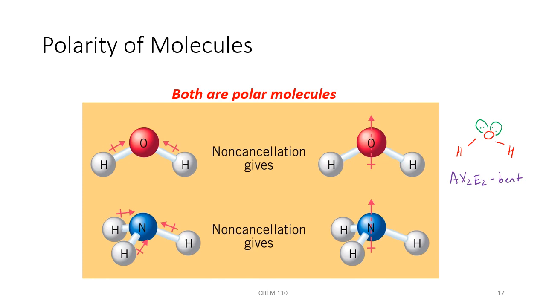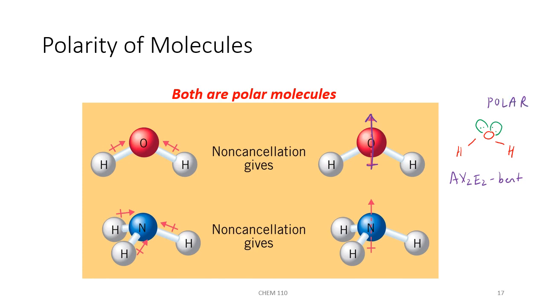By having those two lone pairs, they do not cancel each other out, and the lone pairs pull at a different strength than the bonding pairs do. So we can see that the overall net direction of the dipole is towards those lone pairs. Therefore, water is a polar molecule.